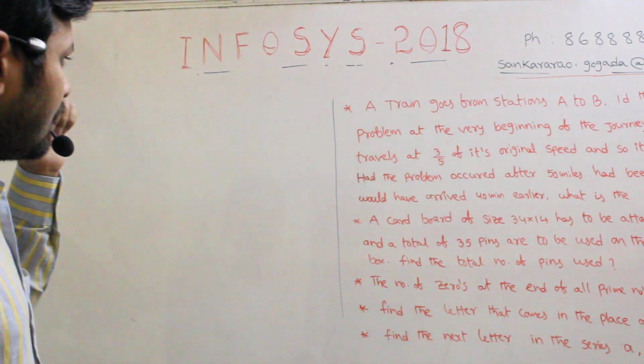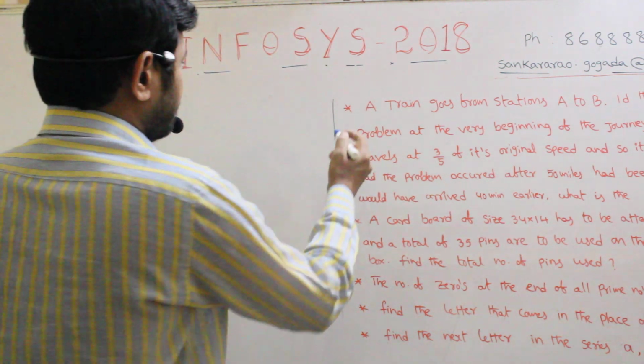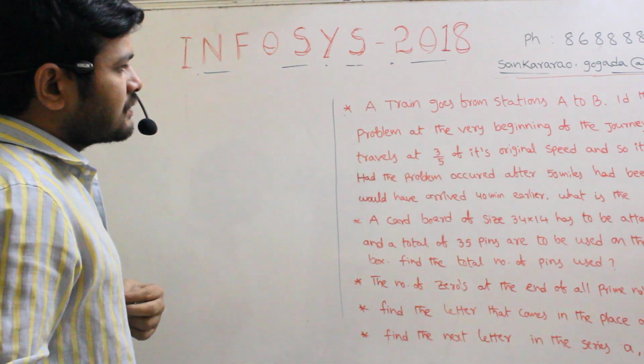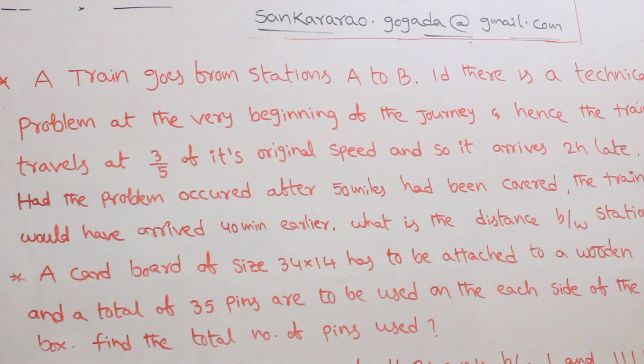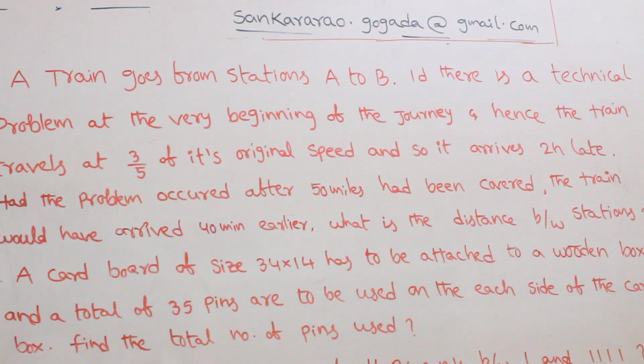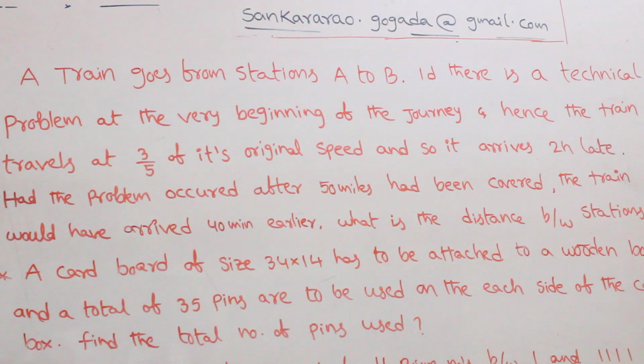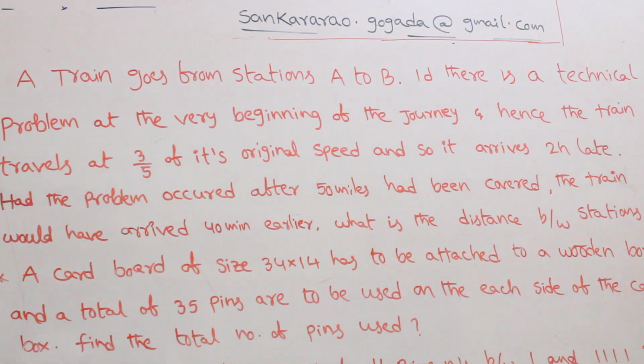Alright, one of the important concepts. A train goes from station A to B. One day there is a technical problem at the very beginning of the journey, and hence the train travels at 3/5th of its original speed, and so it arrives 2 hours late. Had the problem occurred after 50 miles had been covered, the train would have arrived 40 minutes early. What is the distance between the two stations?